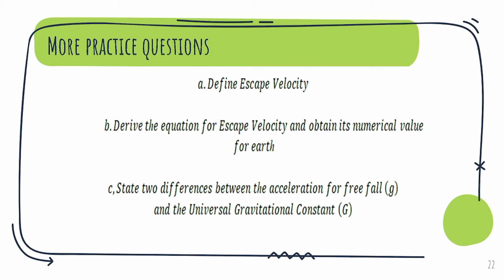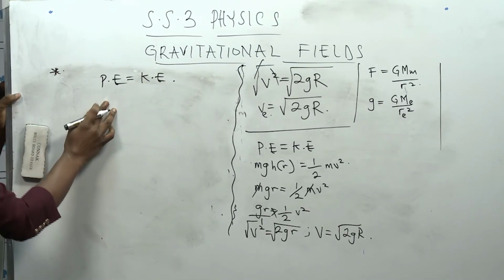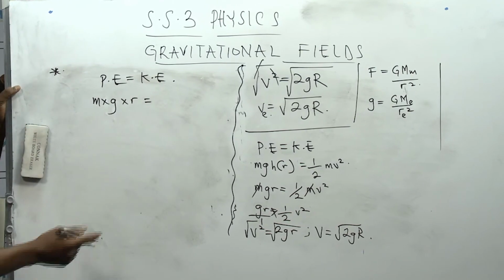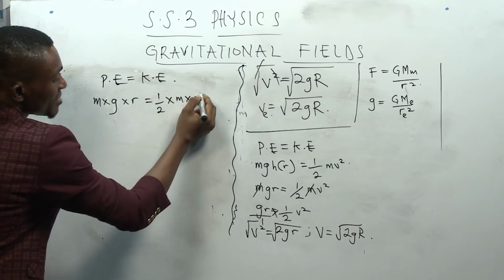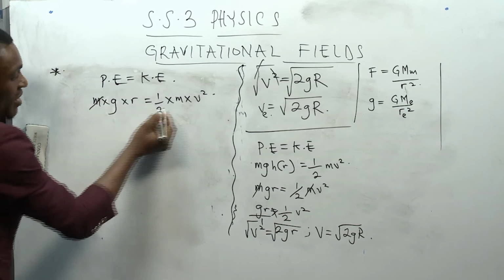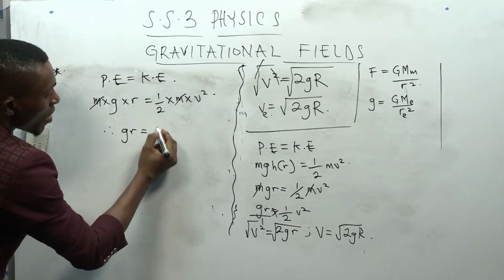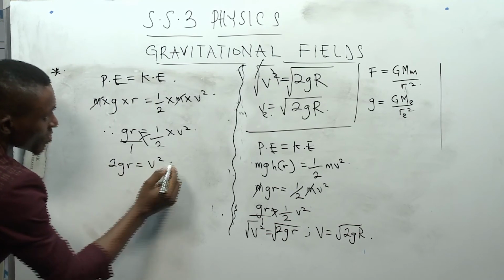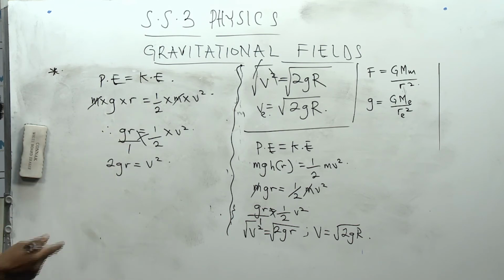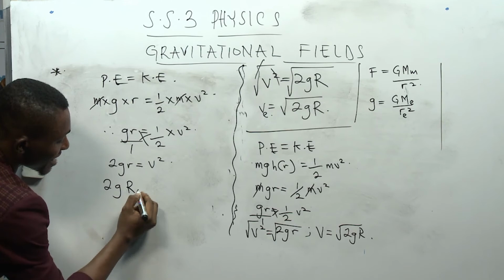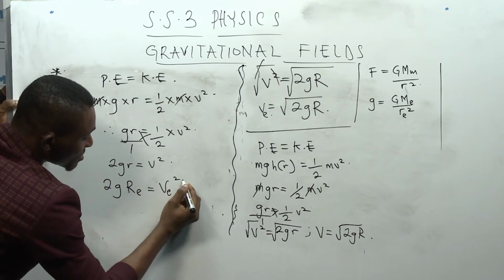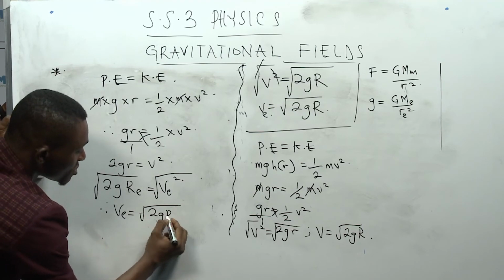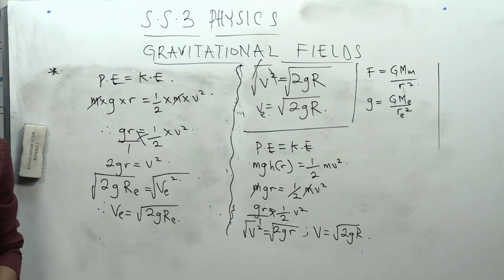So for the second one, I said let PE be equal to KE. And we know that our potential energy, which has a formula of mass times acceleration due to gravity times distance r, is equal to kinetic energy, which has a formula of half times m times v squared. Since we have m at both ends of the equation, we can cancel them out, so that we now have gr equal to half times v squared. So when we cross multiply, we have 2gr is equal to v squared. And since we are calculating the escape velocity of the Earth, this r can be represented as the radius of the Earth, and v as the escape velocity of the Earth. Taking the square root of both sides, we finally have that VE is equal to the square root of 2gr.